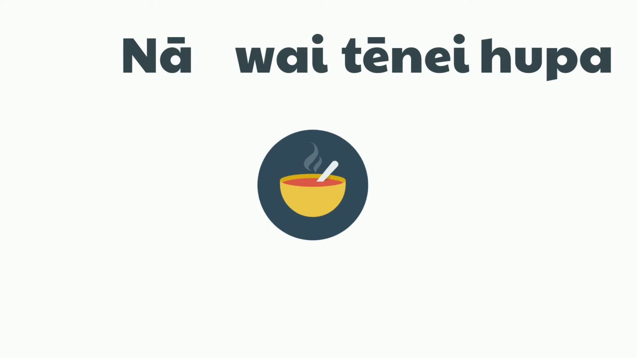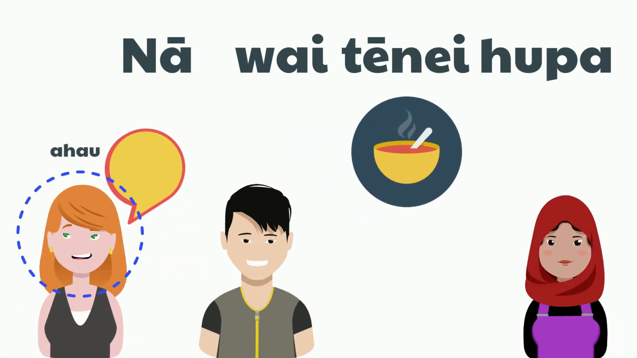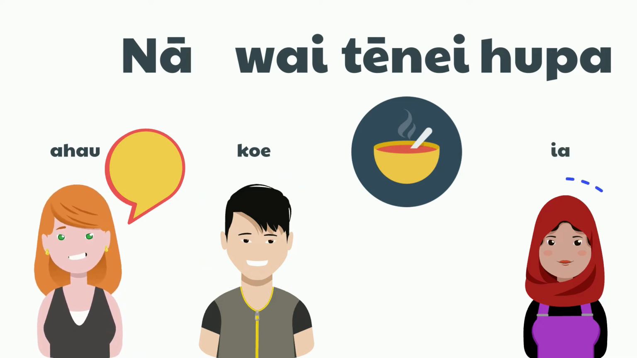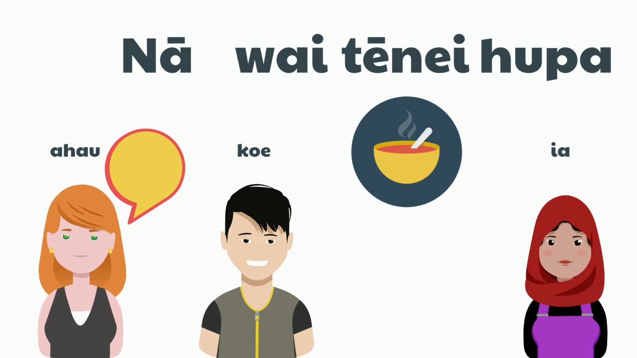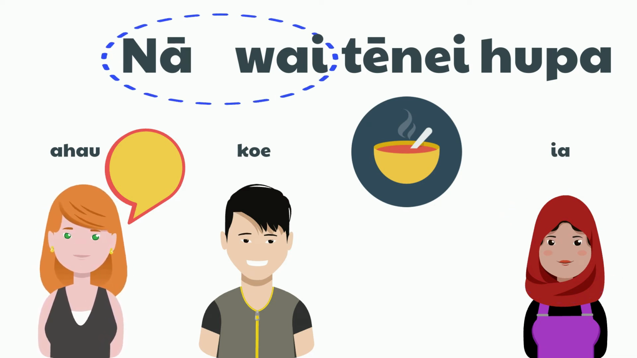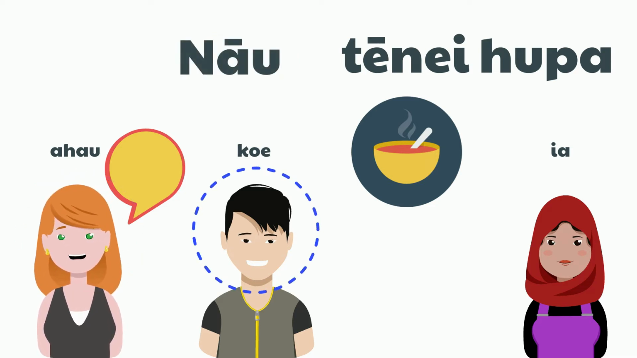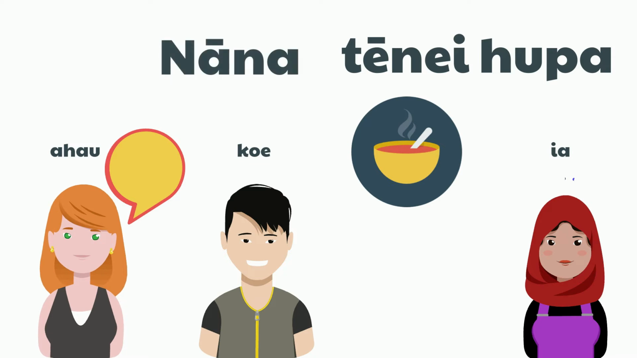To answer, if the owner is aho, me, koe, you, or ia, him, her, we have to change the words nā wai like this. Nāku tēnei hupa. This soup is mine. Nau tēnei hupa. This soup is yours. Nāna tēnei hupa. This soup is hers.